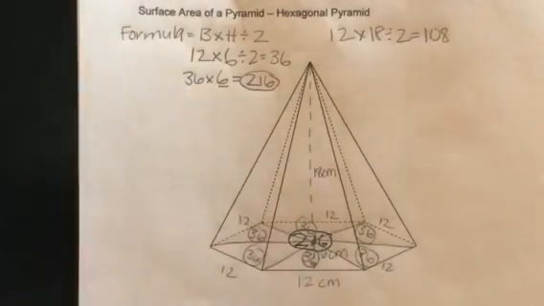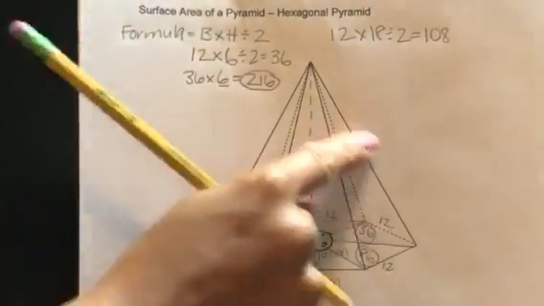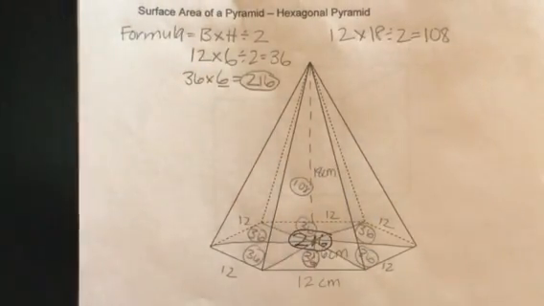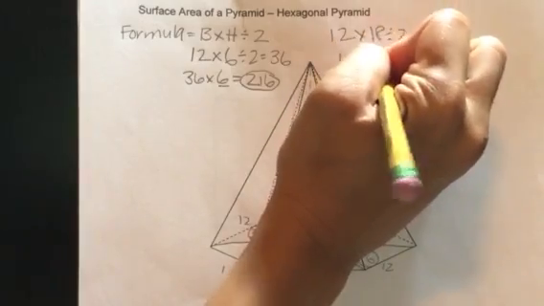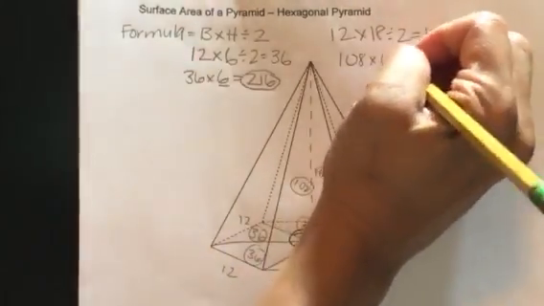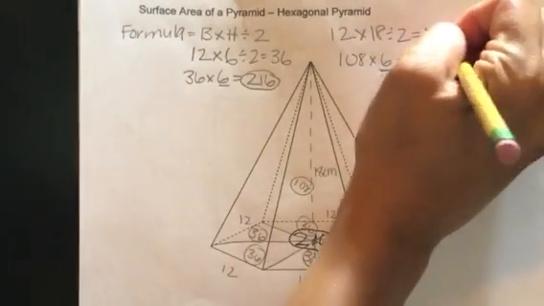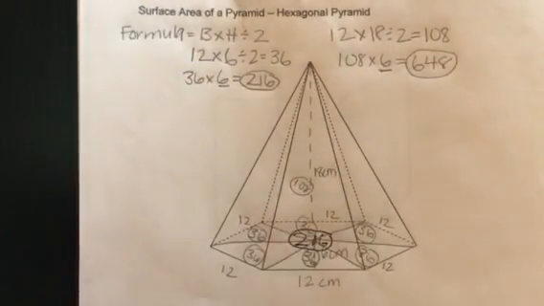All right, so I know that that front triangle is 108, but all of them are identical, so all 6 are 108. So now I'm just going to do 108 times 6, since there's 6 identical triangles. You get 648. And that would be the area of all 6 triangles.